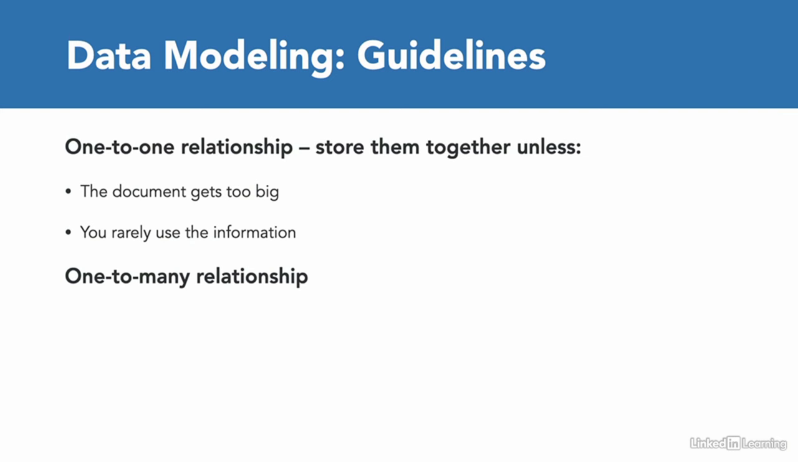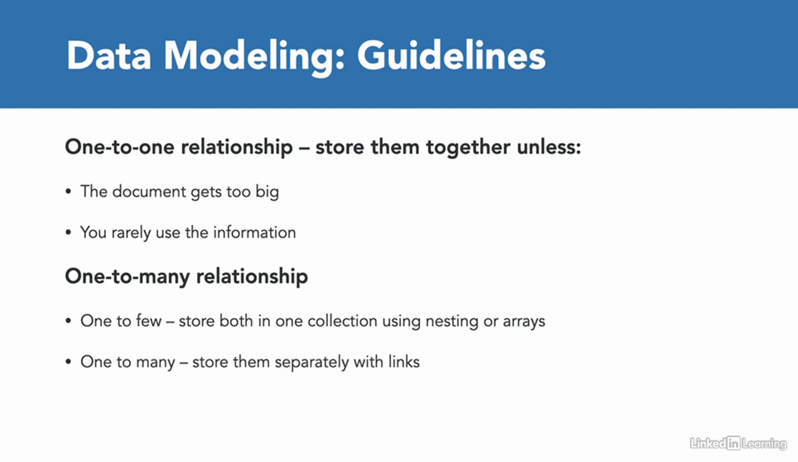Consider the amount. If it is one to few, like with authors and books, you can store both in one collection using nesting or an array. If it's more than a few, it's likely best to store them in separate collections and link them with IDs. Lastly, if it's a many-to-many relationship, avoid embedding this information. Instead, store IDs in either or both collections.